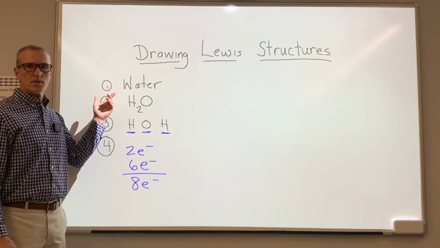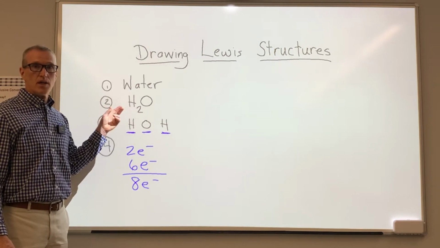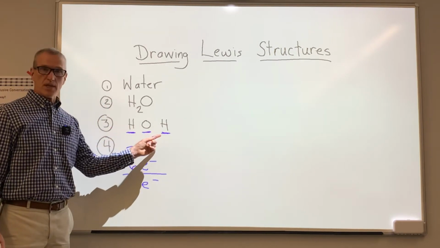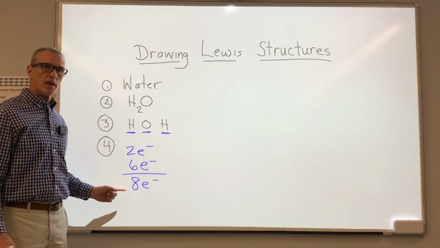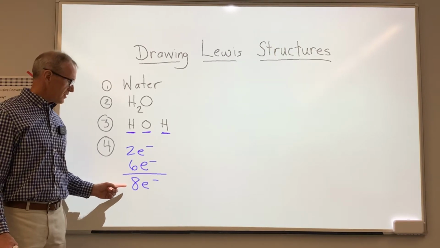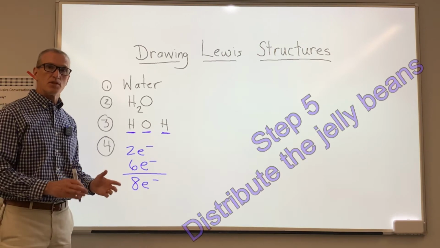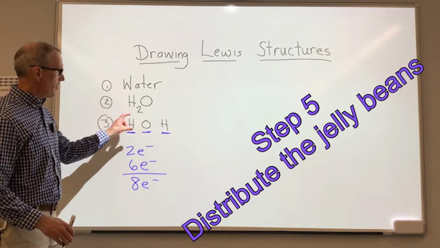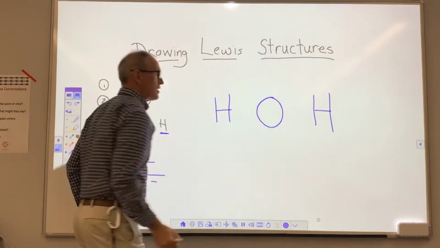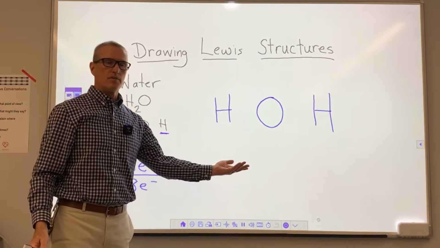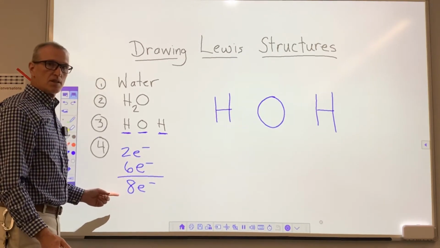Now that we know what substance we're working with, what its formula is, which tells us how many atoms of each element are involved, what the arrangement of those atoms is, how many total valence electrons we have, now we're ready to show how to distribute these valence electrons. I like to think of these valence electrons as a little pile of jelly beans, and we have to distribute the jelly beans throughout the molecule. I'm going to take this arrangement and move it over here. So we see that oxygen is the central atom here, and bonded to it are 2 hydrogen atoms. We have 8 valence electrons to distribute.